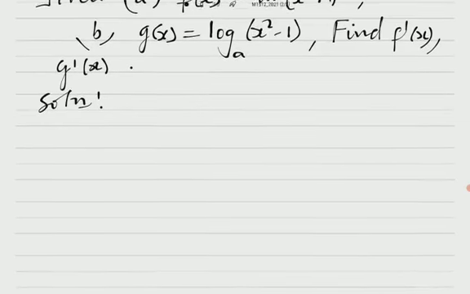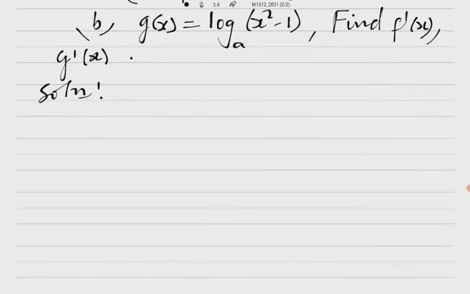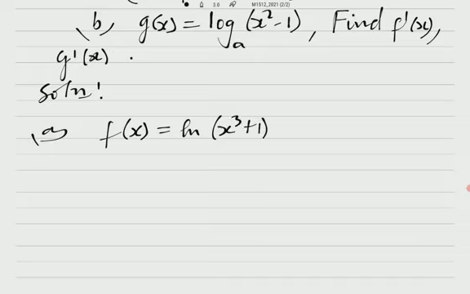So let's see how we will get this one. Let's start with number a. Number a, you have f of x equals ln of x cubed plus 1. So the best way to go about this one is to let again, let u be equal to x cubed.